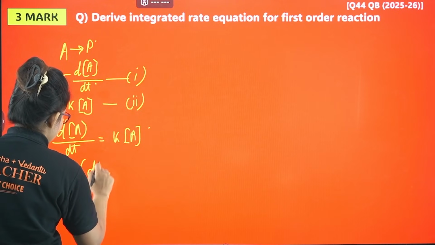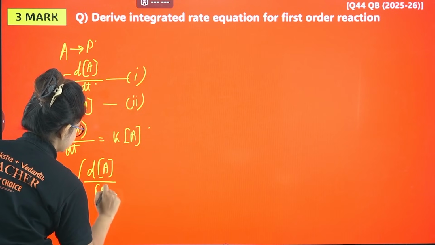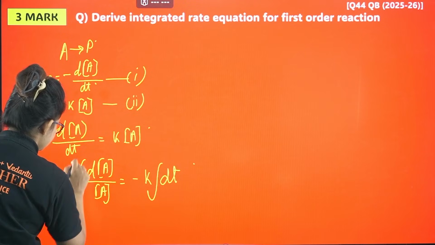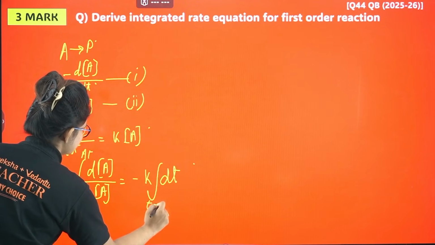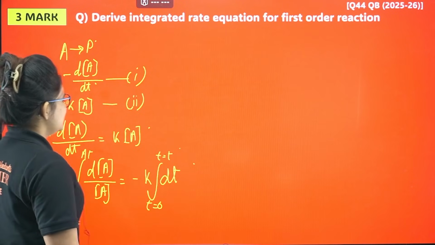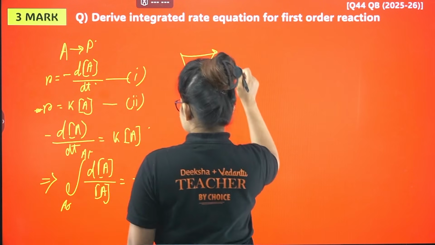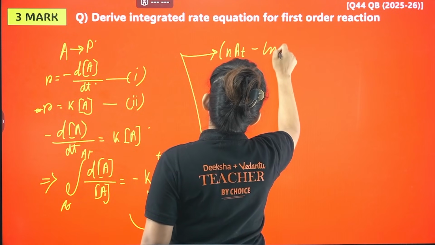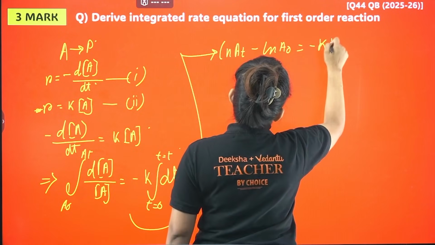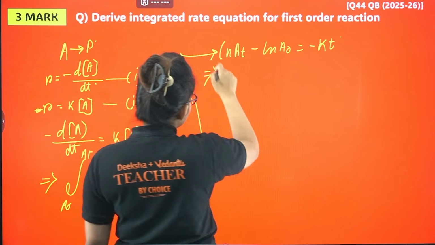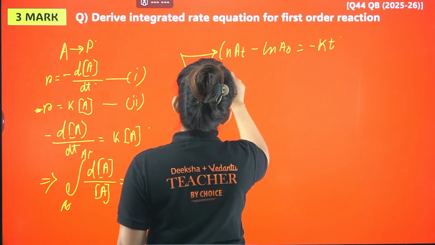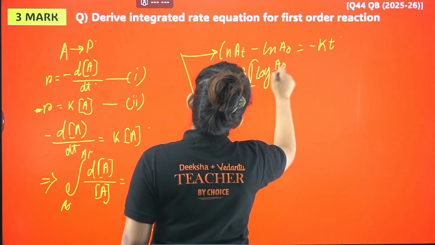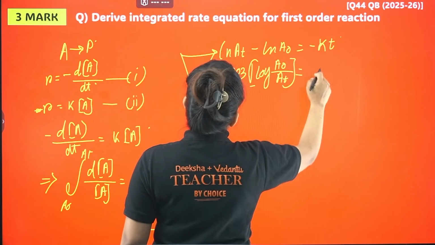So integration of dA by A equals minus k into integration of dt. So here it is A0 to At if I put the limit, and here it is t equals 0 to t equals t, right? So from here further I can move towards this. If I just do the integration, ln of At minus ln of A naught is equals to minus kt. If I just alter the sign and convert into log, so it will be 2.303 into log A naught by At is equals to kt.